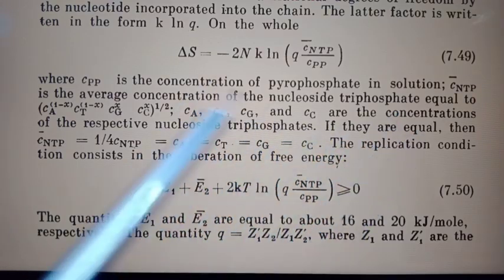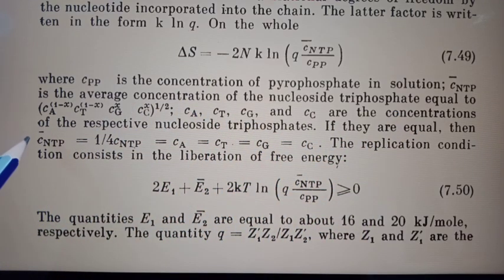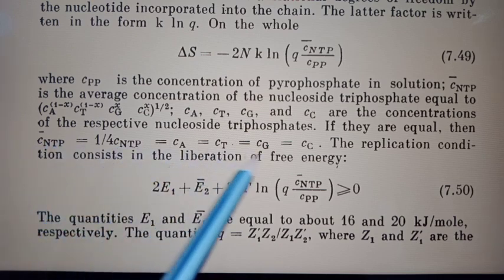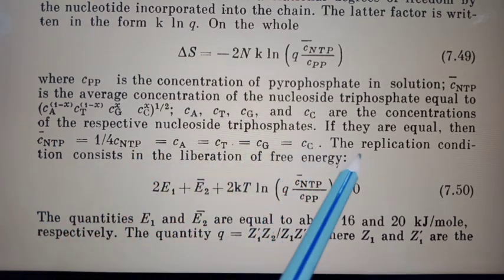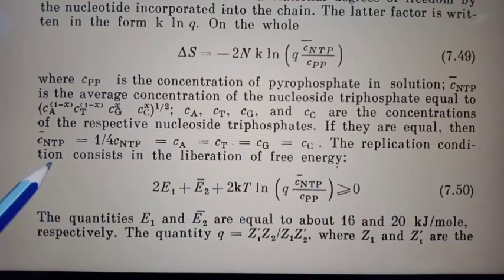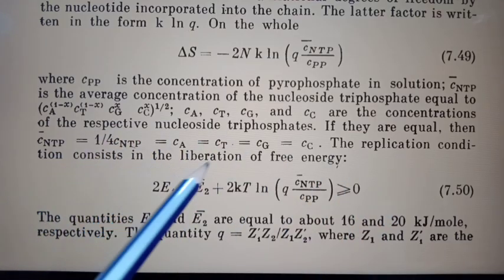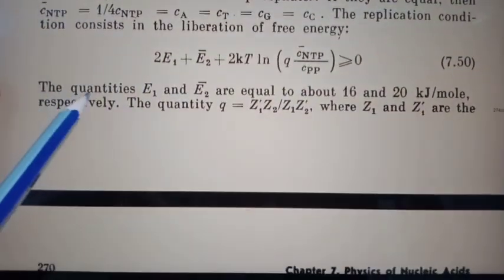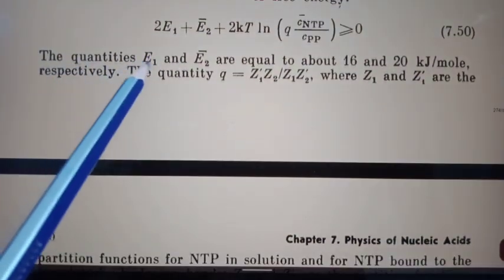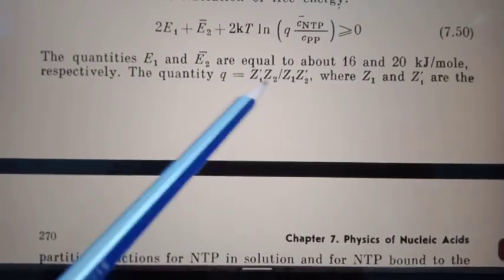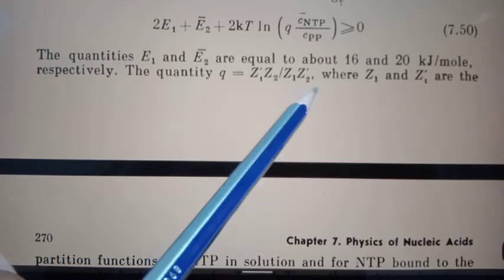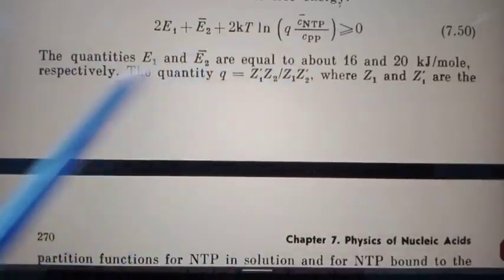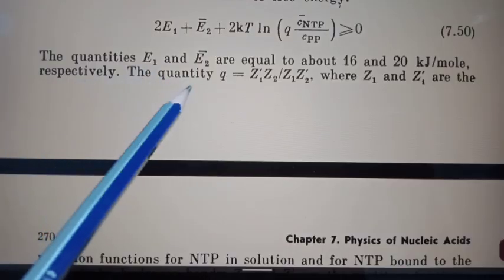If these are equal, then the replication condition consists in the vanishing of the free energy. You can see this equation. The quantities E1 and E2 are equal to about 16 and 20 kilojoules per mole respectively.